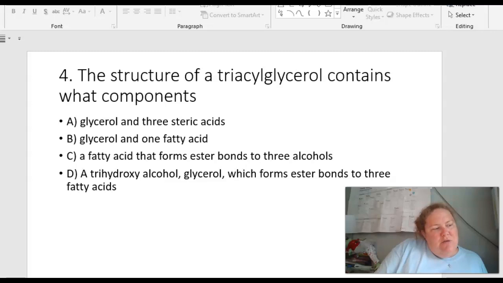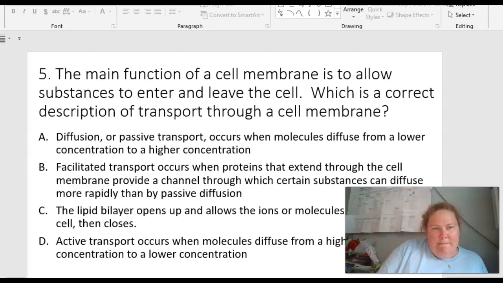The structure of a triglycerol contains what components? It contains a trihydroxyl alcohol, a glycerol, and this forms an ester bond to those three fatty acids. The main function of a cell membrane is to allow substances to enter and leave the cell, which is the correct description of transport through the cell membrane.